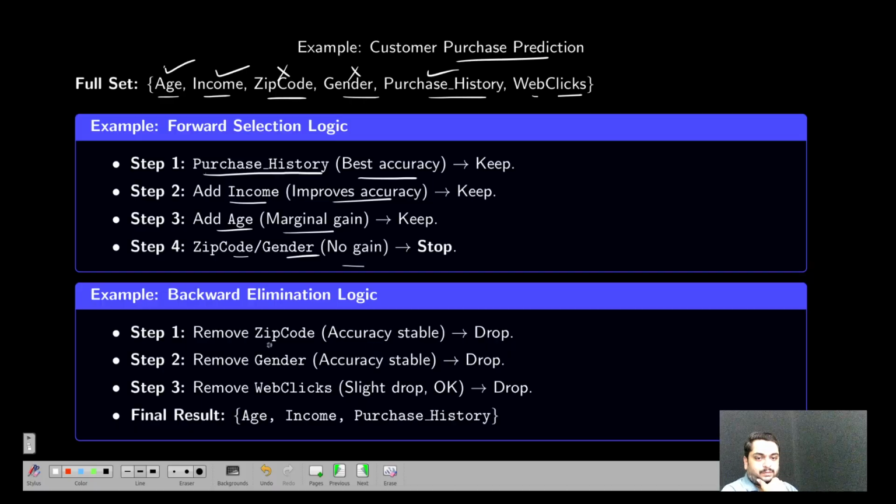Similarly, backward elimination: you start with zip code. So accuracy still remains stable. There is no drop in the accuracy. So remove this zip code. Remove gender. Even removing the gender will keep your accuracy the same or stable. So you remove that gender. Remove web clicks. Slight drop. So if you don't want that, you can just drop it, or if you want, you can retain it based on your accuracy adjustments.